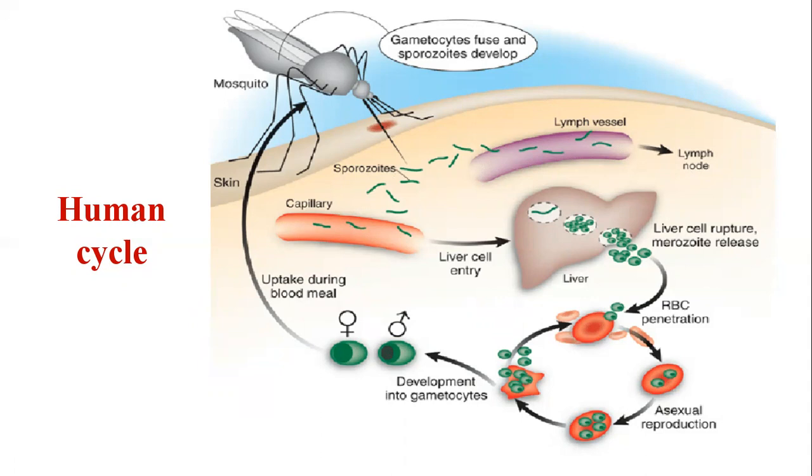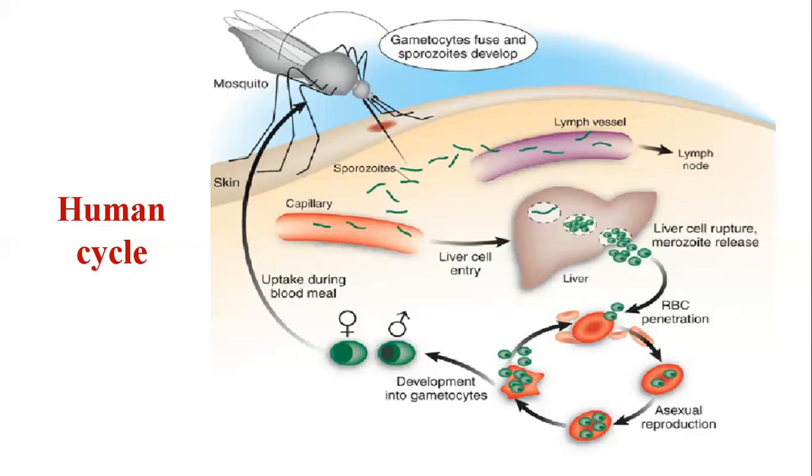Now the sporozoites pass very quickly to the capillary system as well as to the lymph vessels. And from the capillary, they directly enter the liver of the human. After entering the liver, the sporozoites multiply asexually in the liver cells over the next 7 to 10 days, causing no symptoms. So this phase is a completely asymptomatic phase.